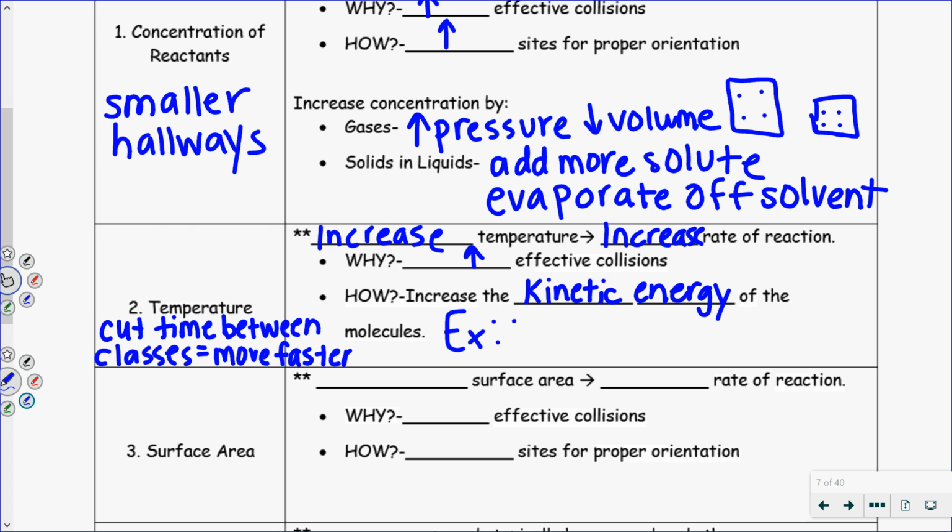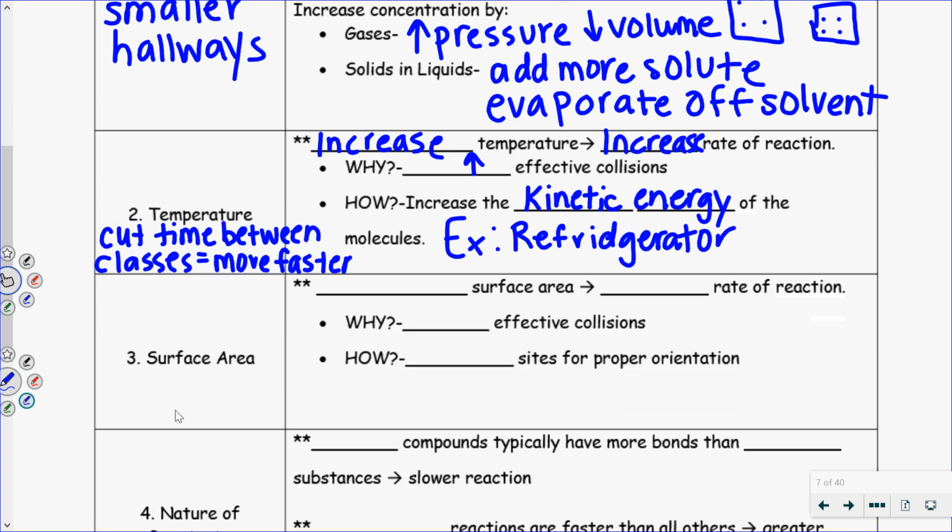Here's a real life example of how this works. Refrigerators. I'm horrible at spelling. Let's see if I spell this right. Refrigerator. All right. Refrigerators. They have a low temperature, right? Lowering the temperature decreases the rate of reaction in your food that spoils it. So that's why you keep it in a refrigerator. The lower the temperature, the lower the rate of the reaction, or the slower the reaction will occur. So that's going to keep your food from spoiling, as instead of leaving it on the counter where there would be a higher temperature. So increased temperature, increased rate of reaction. And the analogy there was cut time between the classes, you'd move faster.